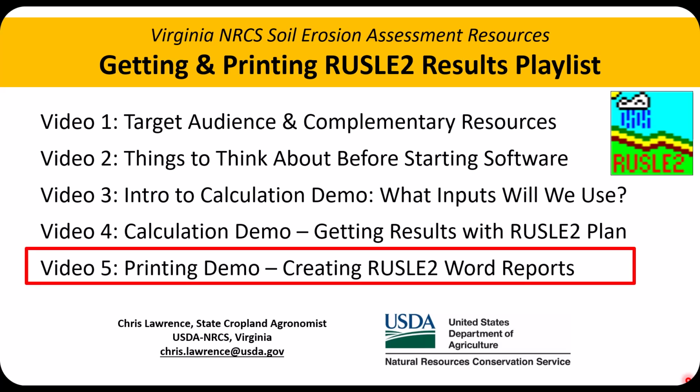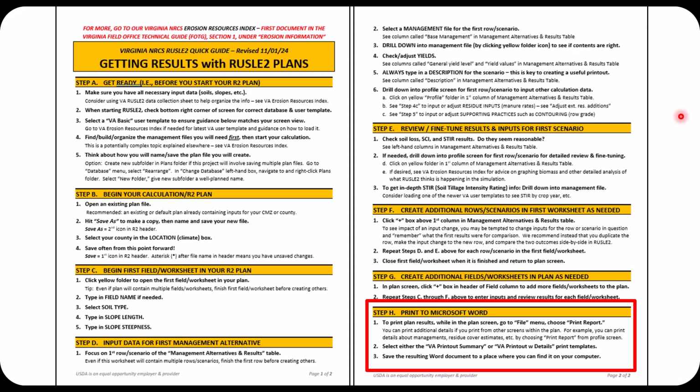This is the fifth and final video in our playlist on getting and printing RUSLE2 results for Virginia conservationists. We'll now demonstrate how to print results of the RUSLE2 plan calculation that we created in the previous video. As explained before, this is our Virginia guidance document on getting results with RUSLE2 plans. In this video, we're going to demonstrate this last highlighted step in this document, how to print to Microsoft Word.